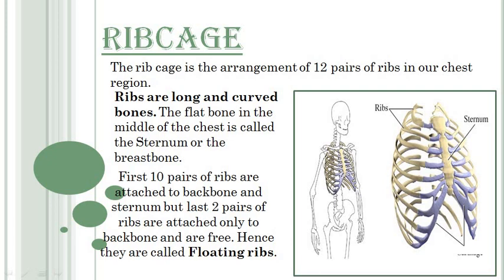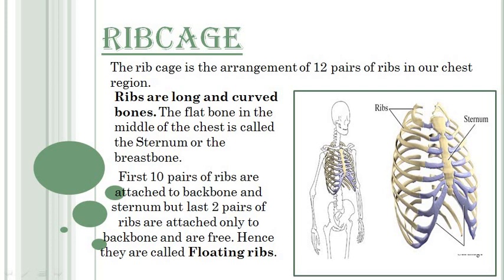As you can see in the picture, in front there is a flat bone, known as the breastbone or sternum, and at the back is the rib cage. The 12 pairs of ribs are attached to the vertebral column, meaning the backbone, as you can see in the first picture. These 12 ribs are joined at the back to the backbone, and in front they are joined to the sternum.